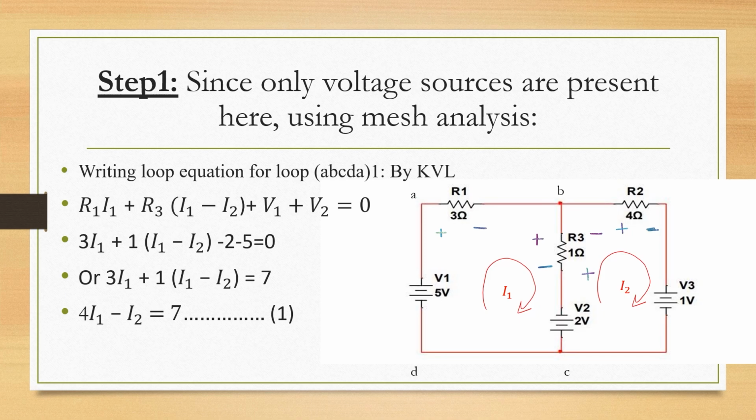Observe that I1 is flowing from the V2 battery negative terminal to positive terminal. Similarly for V1, negative terminal to positive terminal. That's why the polarity of both the voltages is minus, because current is flowing from negative terminal to positive, and for R1 current is flowing from positive to negative. That's why it is positive. Simplify this equation: 3I1 plus 1 into (I1 minus I2) is equal to 7, or 4I1 minus I2 is equal to 7. This is my first equation.